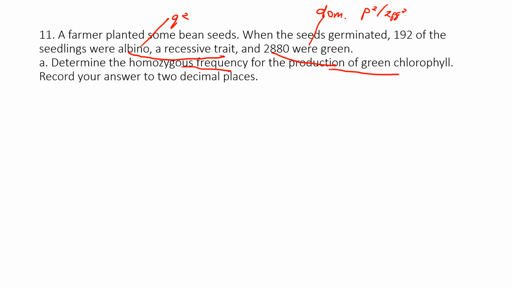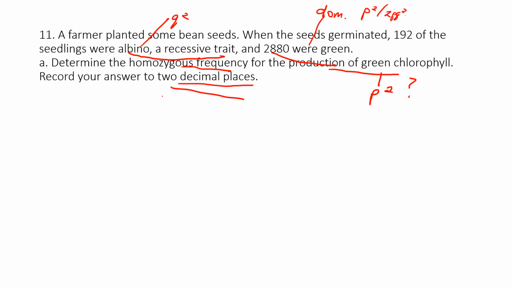Now here it says determine the homozygous frequency of the green. So now homo means the same. So they're asking for the green, so we're saying that it must be the P squared. So it wouldn't be the 2PQ, because that's not homo, that's heterozygous. So this is what they're asking for. Now, record your answer in 2 decimal places. So, of course, that's very important to do.